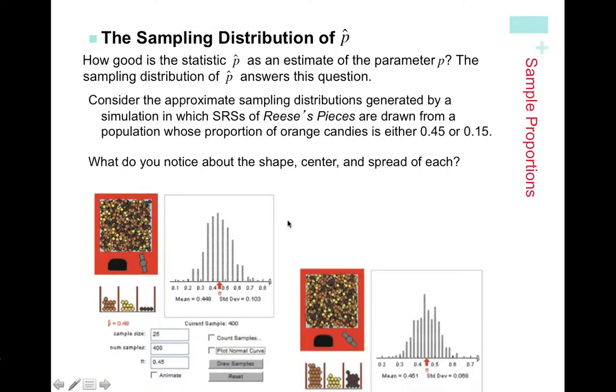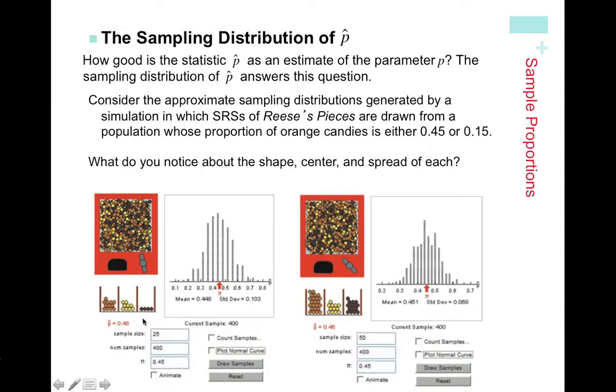So here are two samplings where the population proportion is 0.45. Notice the difference. The left one we're sampling at 25 items, and the right one we're sampling at 50 items. Notice that the center of this distribution is at the population proportion. Notice that the standard deviation gets smaller as the sample size gets bigger.